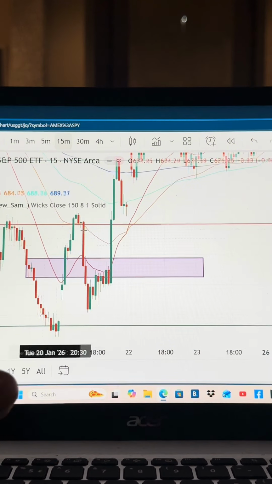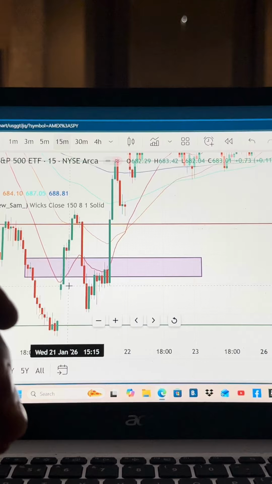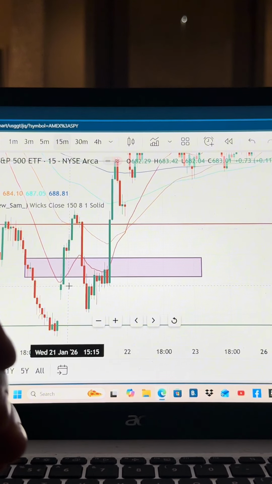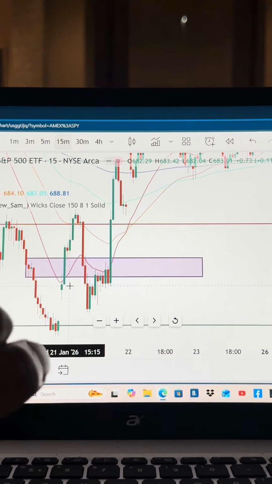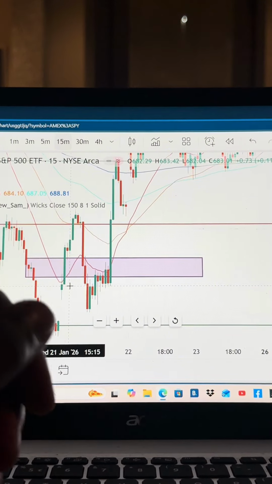$8. So this helps me understand where the market's going, where the trend is going in a way. Not really, but it helps me understand where the institutional investors and the banks are buying in.